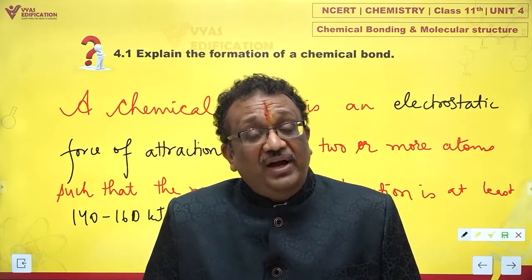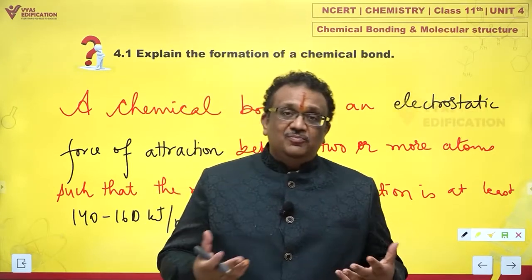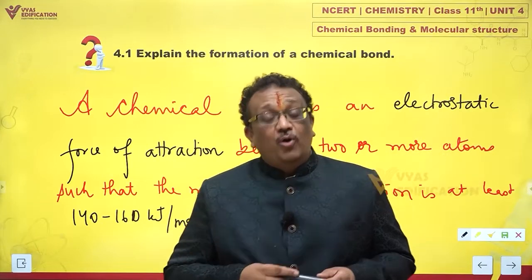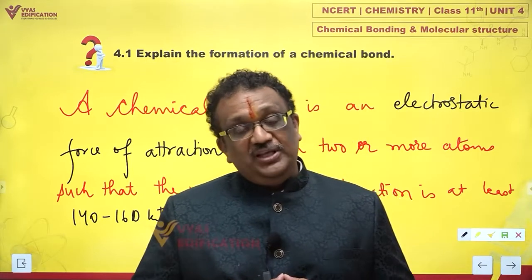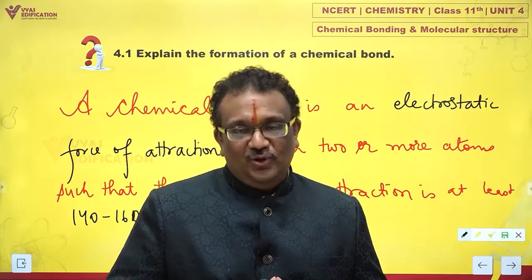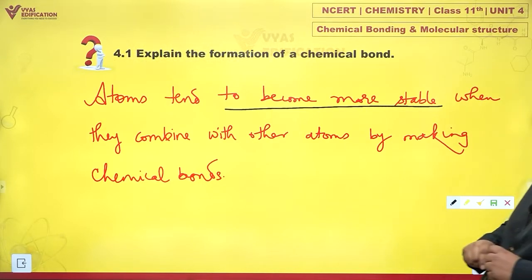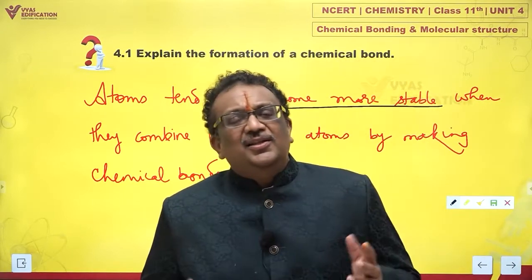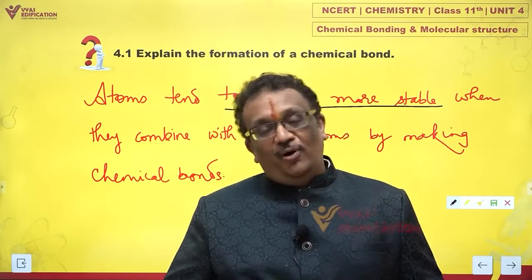Now the next part, why is the chemical bond formed? A chemical bond is formed because most of the atoms, if they're alone, are not very stable. They want to attain better stability by coming close to each other or by combining with each other. So, to put it down clearly, atoms tend to become more stable when they combine with other atoms by making chemical bonds. So, what is the reason for making a bond? The most fundamental and simple reason is they want to become more stable. And they attain this stability when they form a bond, and that is why they form a chemical bond. That's it.